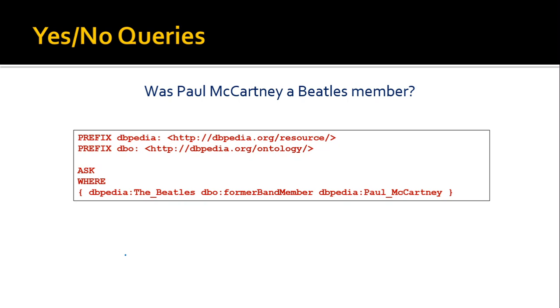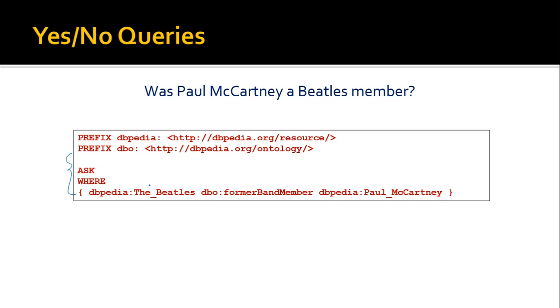either yes or no as the answer. So for example, if I ask, was Paul McCartney a Beatles member? Right. So this is a very definite thing. You just have either yes or no as the answer. So if you execute this query in, say, DBpedia, it will give you yes or no.